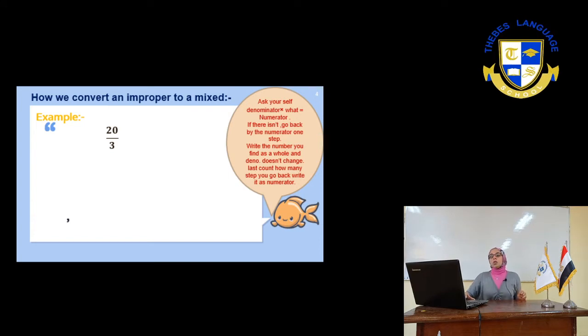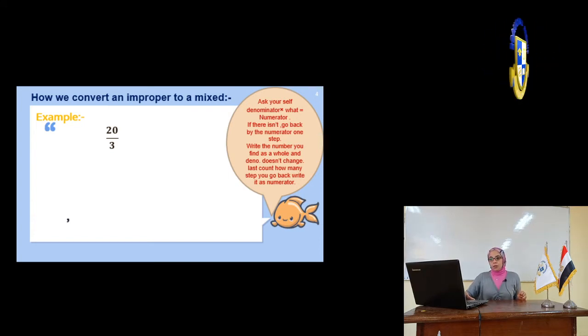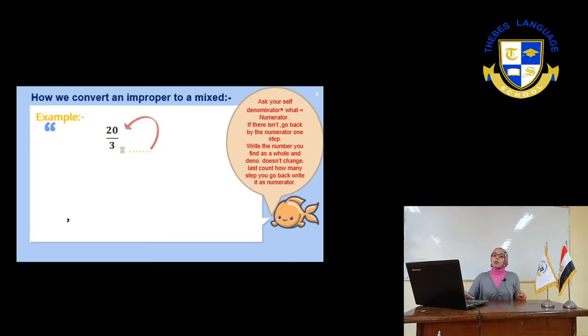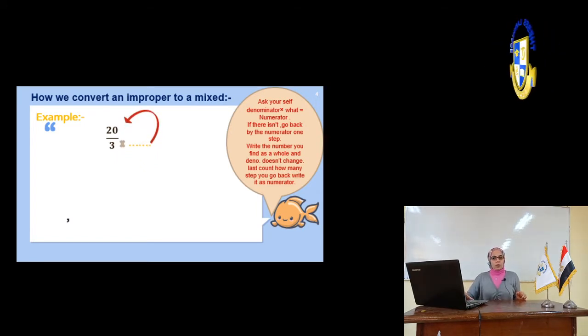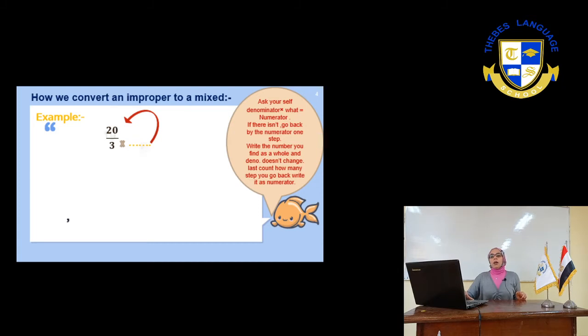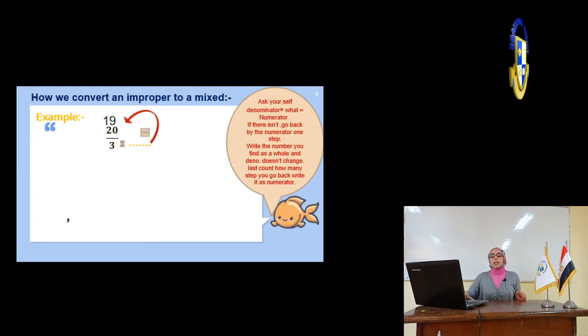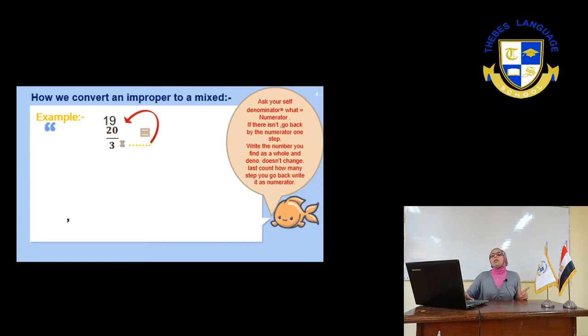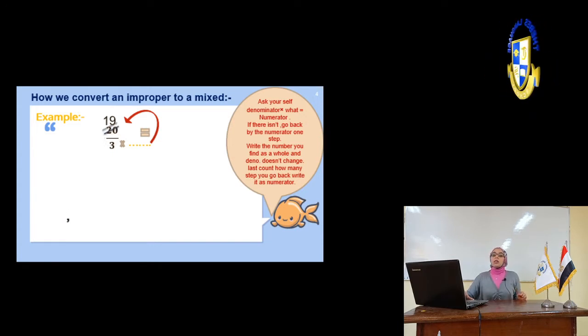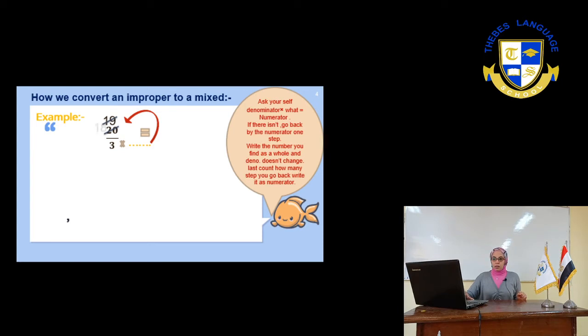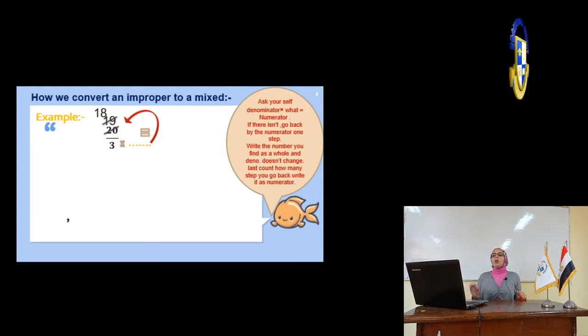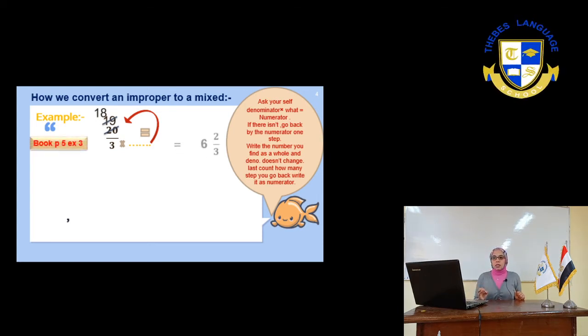Let's start. 20 over 3. 3 times what equals 20? We haven't any number in table 3 that times 3 equals 20. So go back one step. It will be 19. 3 times what equals 19? There is none. Go another step. It will be 18. 3 times what equals 18? 3 times 6. So the whole number will be 6.